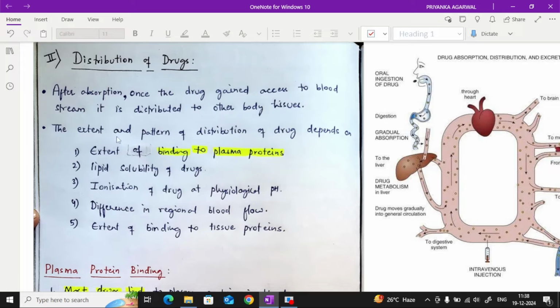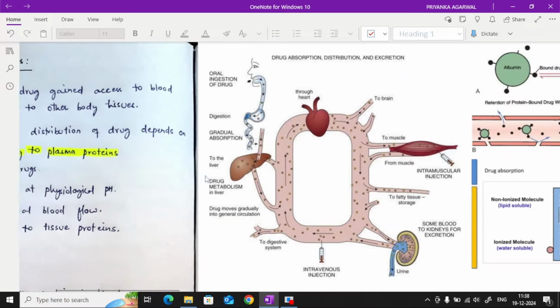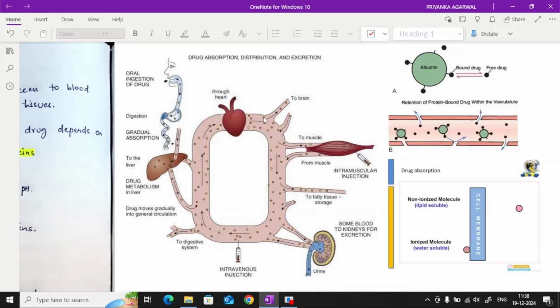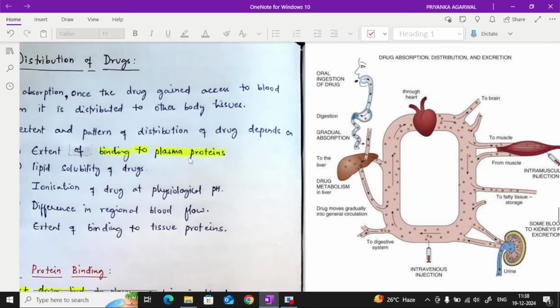Now the extent and the pattern of distribution will depend on some factors. So there are 5 factors. First 3 are related to the drug inside the bloodstream. Next 2 factors are related to the organs. Okay, so let's see this. When we have our drug inside the blood, we have plasma proteins in the blood. So drug will attach to these plasma proteins. So distribution depends on the extent of binding to these plasma proteins.